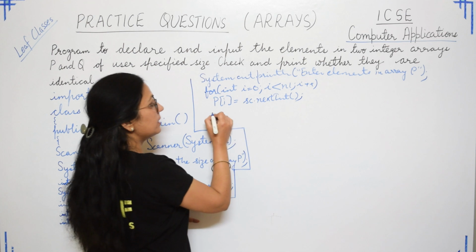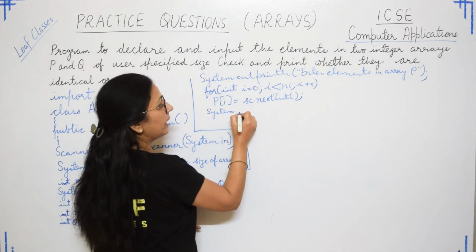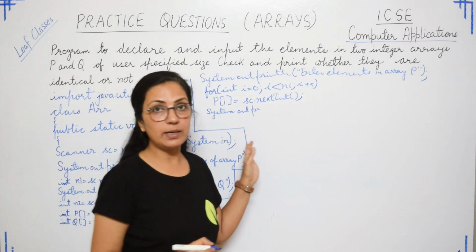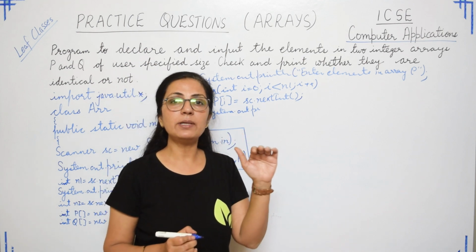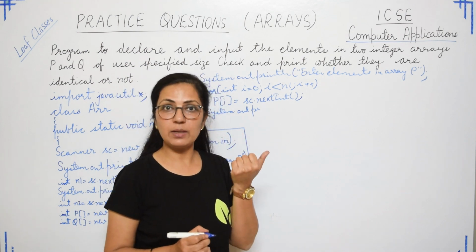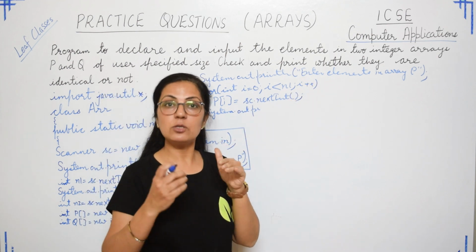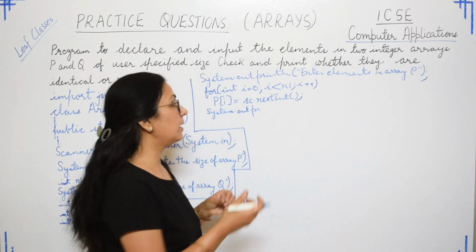Then after this, you can give one more print statement for entering the elements in array Q. This print statement, children, what I am writing is totally optional. But we should always prompt the user what we are expecting from the user. So when this message comes, enter elements in array P, the user knows that he is entering the elements in array P only.